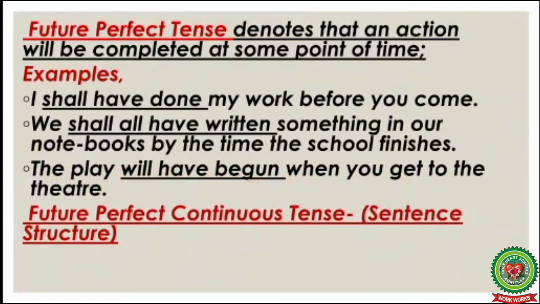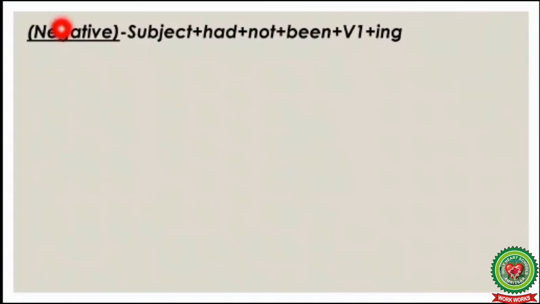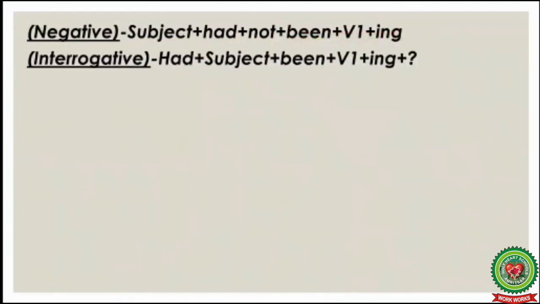Now students, come to the future perfect continuous tense. Let's quickly discuss the sentence structure. In the positive sentence, the structure is subject plus had been plus present form of the verb plus ing. In the negative sentence, the structure is subject plus had not plus been plus present form of the verb plus ing. In interrogative sentence, the structure is had plus subject plus been plus present form of the verb plus ing plus question mark.